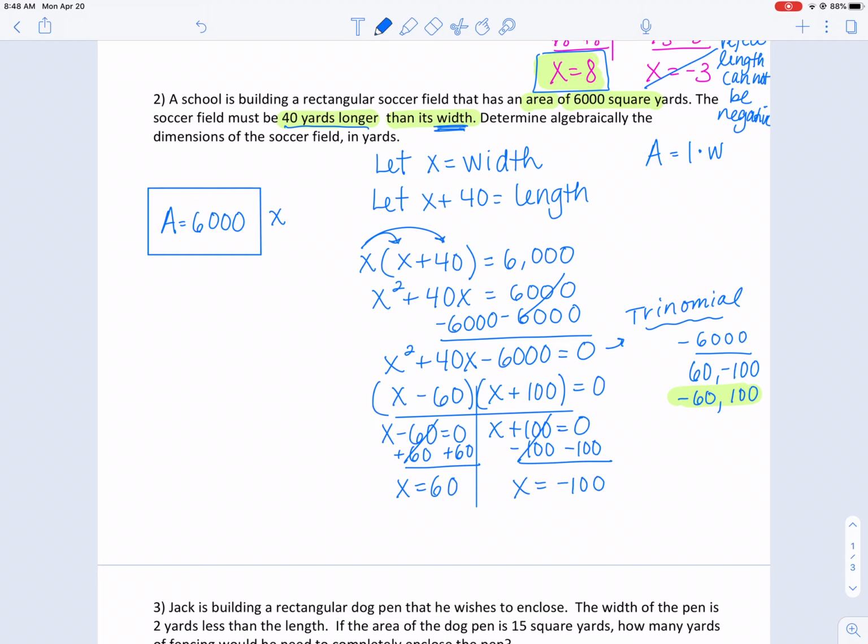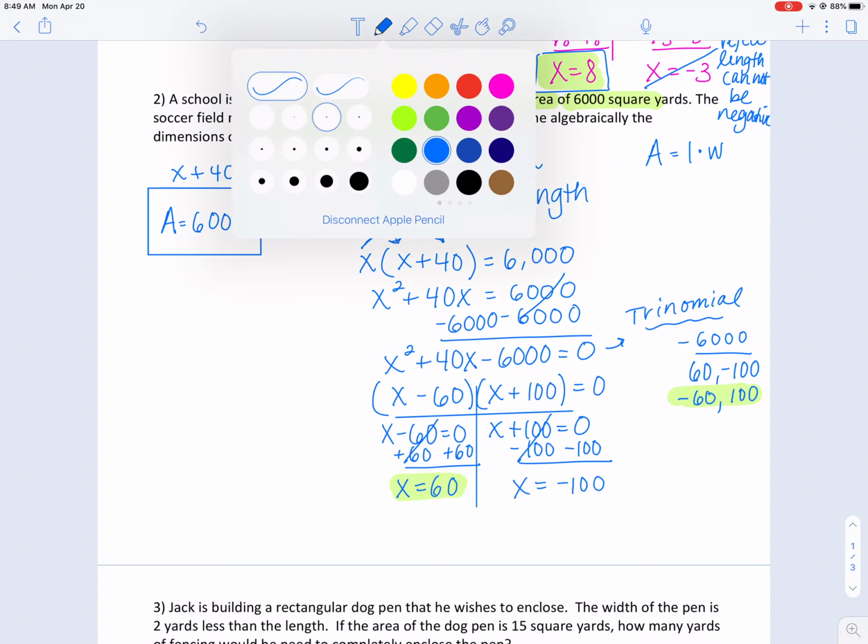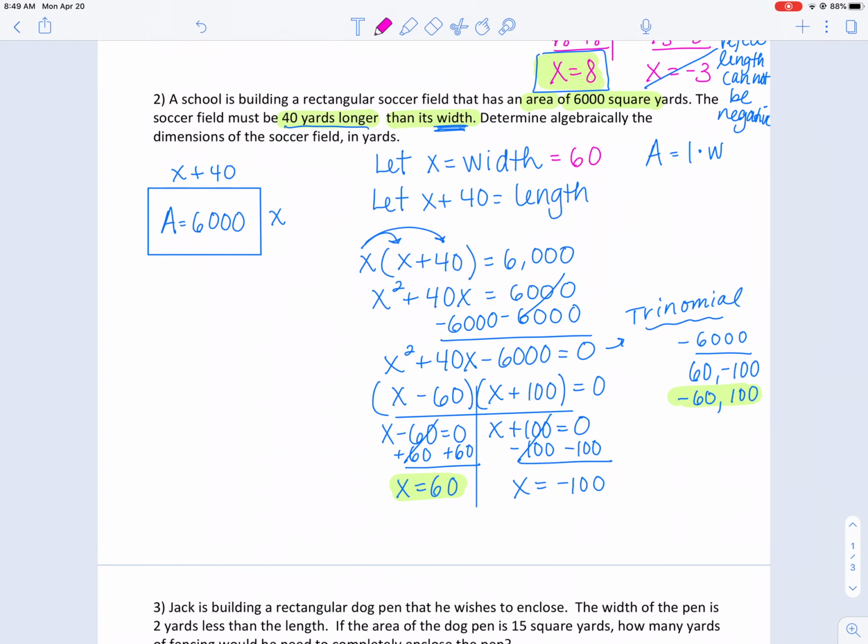Now, remember, I forgot to put an x plus 40 on the length. Could both of those be the width? Could the width be 60? Yeah, this width could be 60. That makes sense. If my width is 60, what would be my length? 60 plus 40, which would be 100, which makes sense. If this was 100 and this was 60, 100 times 60 is 6,000. Now, could your width be negative 100? No. We're going to reject it because your width can't be negative.